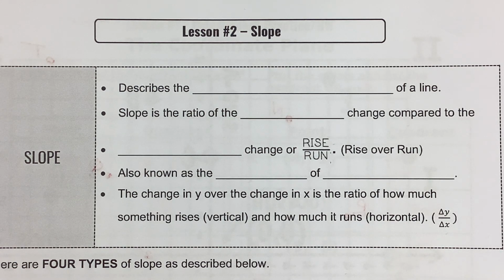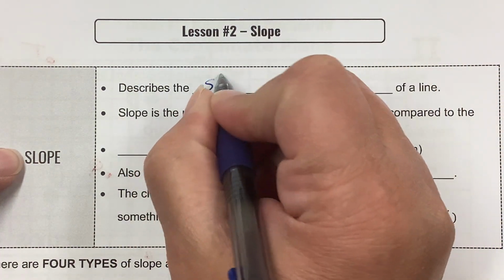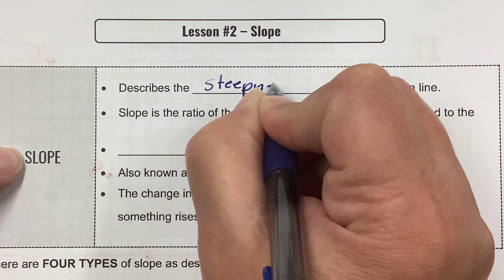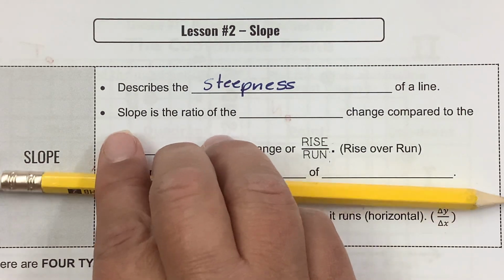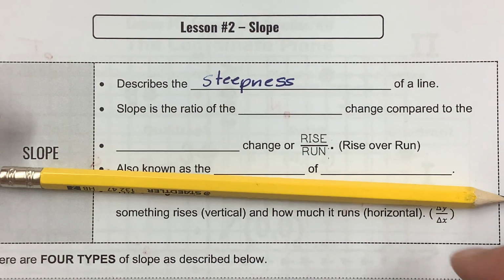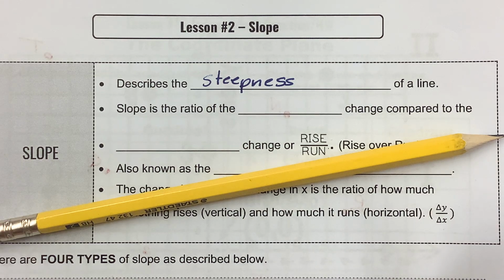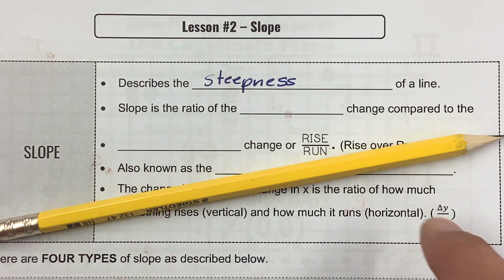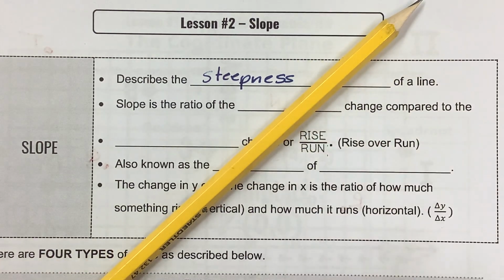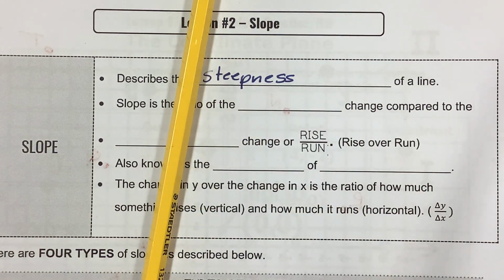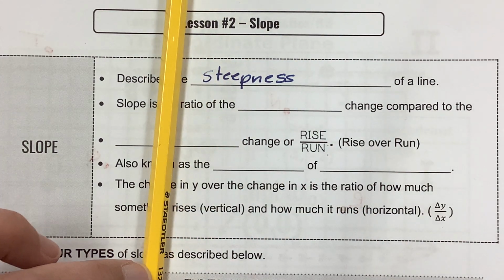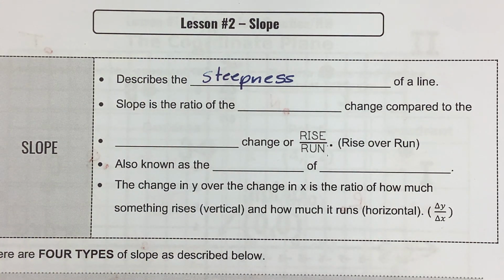All right, let's learn a little bit about slope. So, what does slope do? Well, it describes the steepness of a line. Now, steepness is basically the angle of a line. If a line is going straight across, that's not steep. If it goes up a little bit, you could still walk. That's okay. But if it's really, really steep, then it starts to get difficult. And then if it's straight up and down, it's almost impossible. So that's what we're talking about when we say steepness.